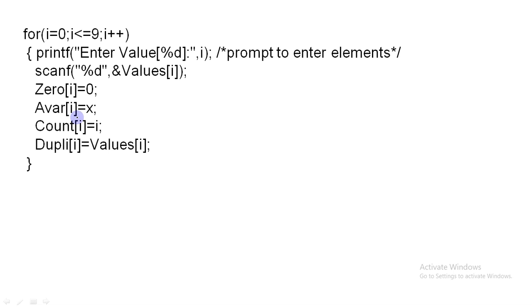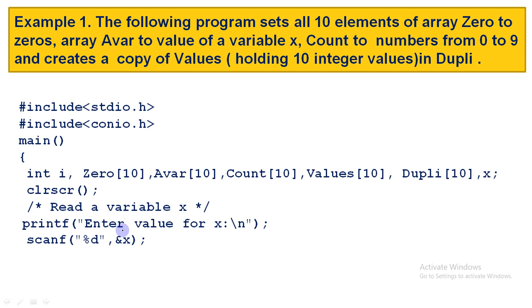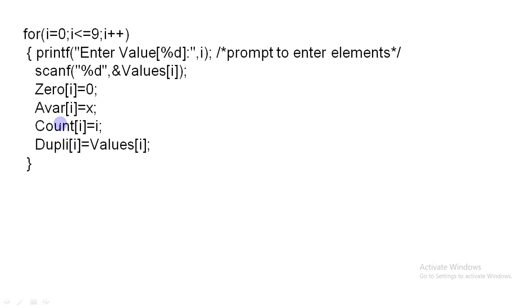Variable i, x, and this x variable is already read over here, and this particular x variable will be filled into this particular array. Count i equal to i. So here this count array will consist of elements. Count of 0 equal to 0 because i brings in 0. Count of 1 equal to 1. i becomes 1 in the second cycle. i becomes 2. Therefore this count array will consist of numbers from 0 to 9. Okay, all the 10 elements will have 0 to 9.